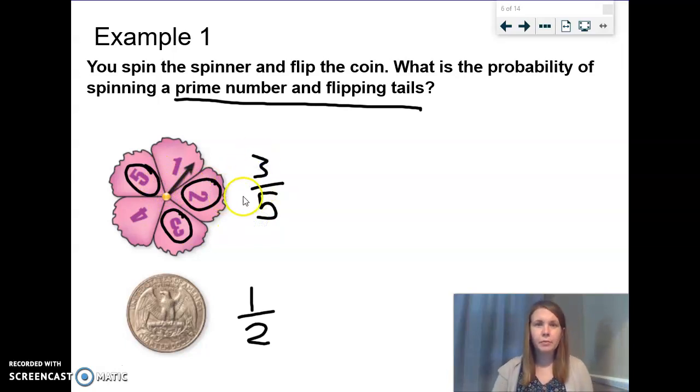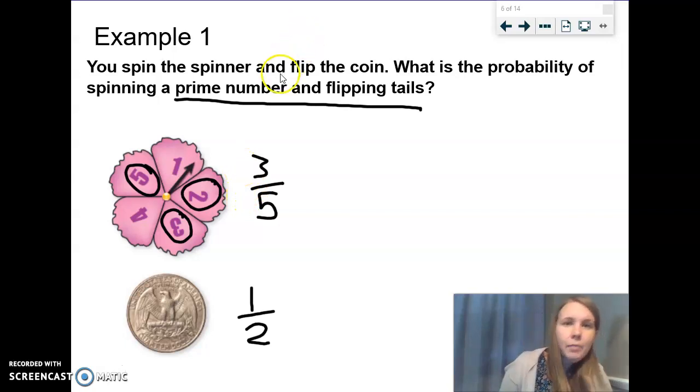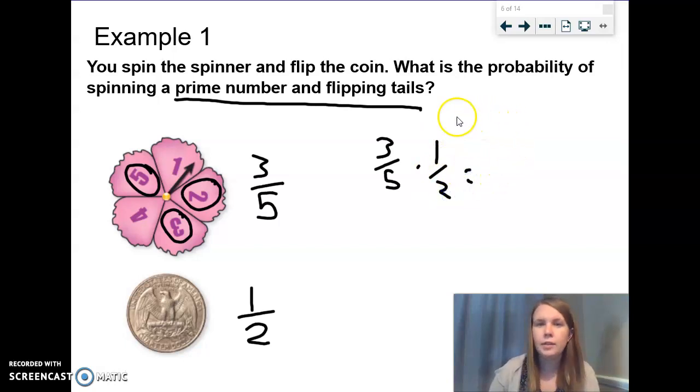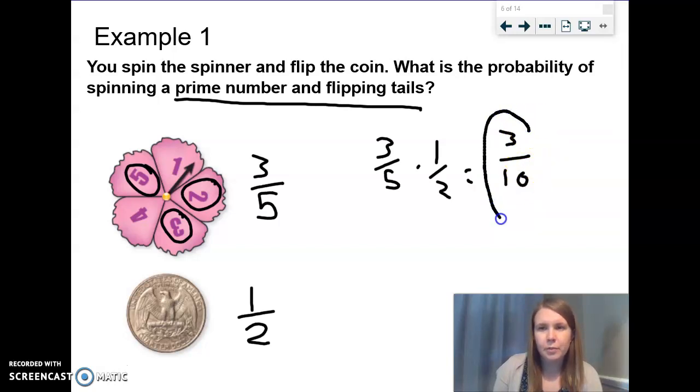To find the probability that I land on a prime number and flip tails, I multiply these two probabilities. So I'm going to take 3/5 times 1/2. When we multiply fractions, we just multiply across. 3 times 1 is 3. 5 times 2 is 10. At the end we would want to simplify, but this one is already simplified. So your probability of that happening is 3 out of 10.